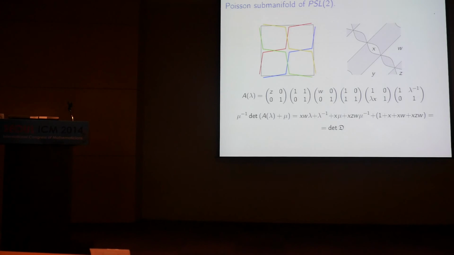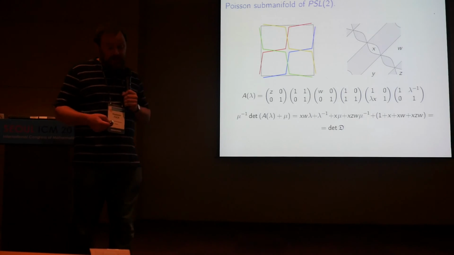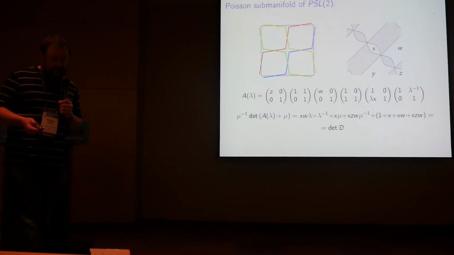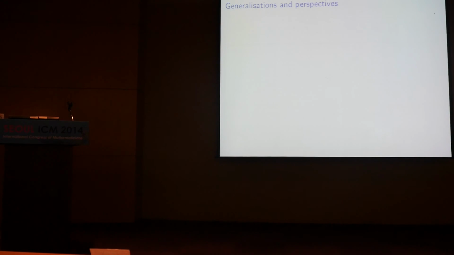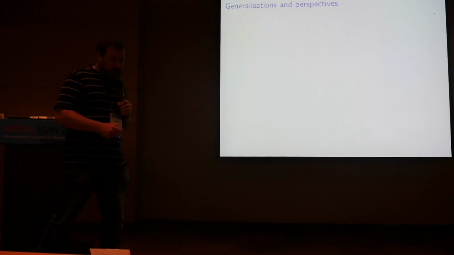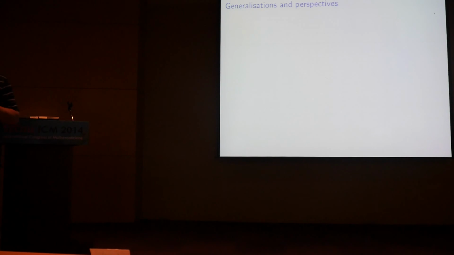This approach is the first approach, and it turns out that many different Lie groups give isomorphic integrable systems. Also, it gives the construction of the integrable system in a way which is simpler than the original. And to finish with, I would like to say a few words about generalization and perspectives.